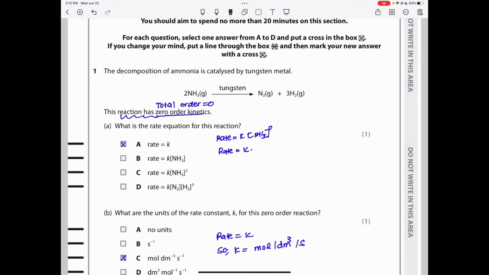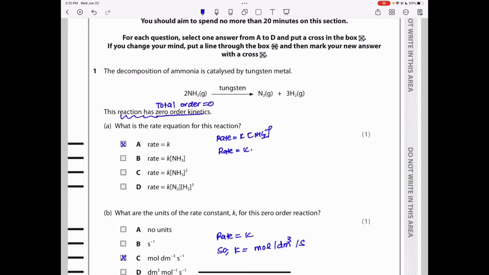Question 1 says, the decomposition of ammonia is catalyzed by tungsten metal. This is the equation for the reaction, as you can see here. They say this reaction has zero order kinetics. When they say the reaction has zero order kinetics, it means the total order is equal to zero.